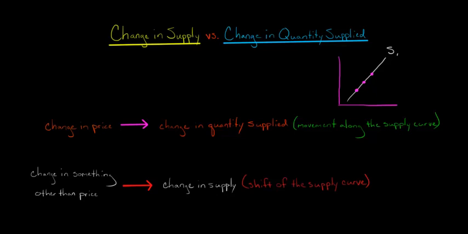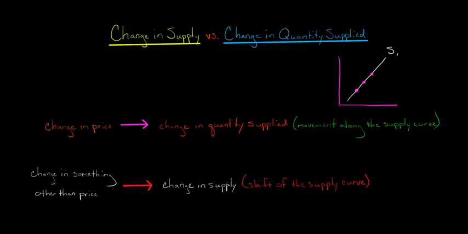However, if there's a change in something other than price, let's say there's an earthquake that affects the supply of the good, or there's a change in the price of factors of production, or there's a new technology that increases supply, then we're going to have a change in supply, not just the quantity supplied. That's going to require a whole new curve. We're going to have a shift of the supply curve.